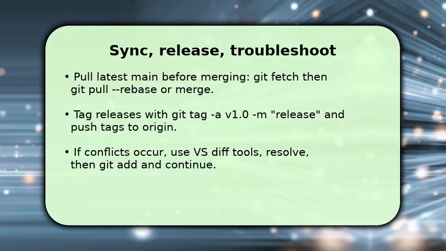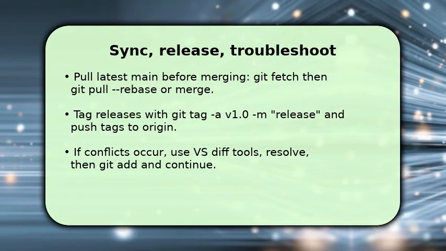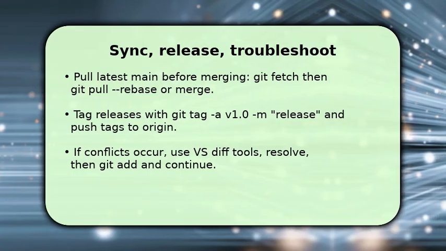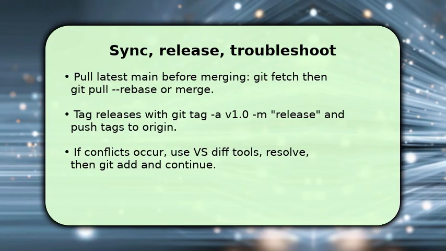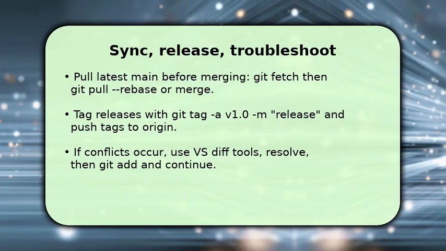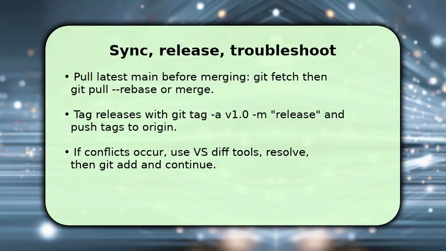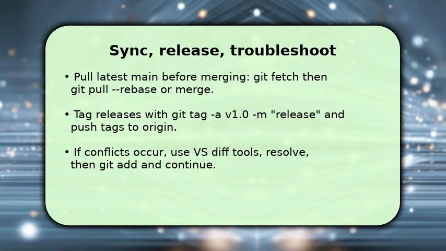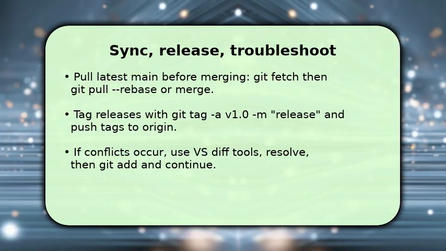If Git reports conflicts, open Visual Studio's merge editor to inspect changes, resolve line by line, then git add the resolved files and git rebase --continue or git commit. If something breaks, reset to a known commit and retry. That's your safety valve.